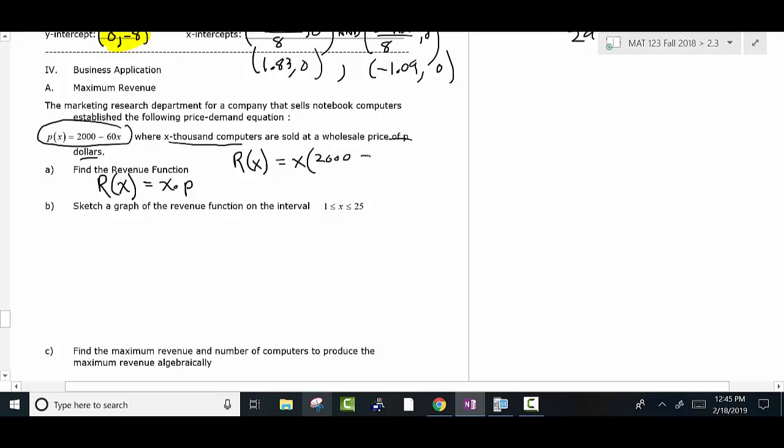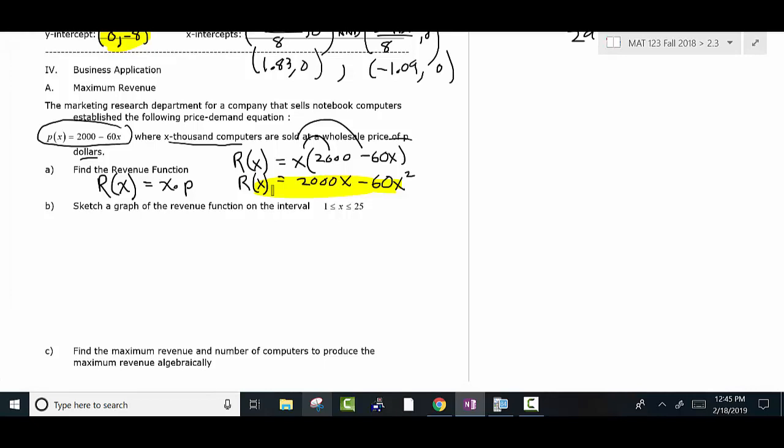which is 2,000 minus 60x, like that. Then just multiply it out. That would end up giving you the revenue function. We say R of x. Do a distributive property, that's going to be 2,000x minus 60x squared. Okay, so that's your revenue function. If I give you the price, you multiply it by x, that gives you a function.